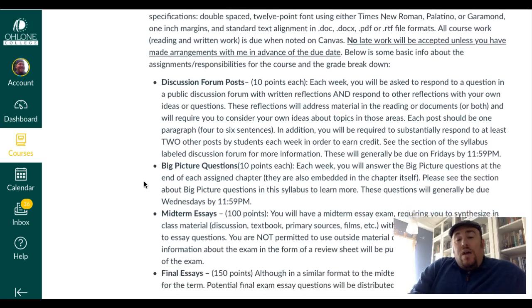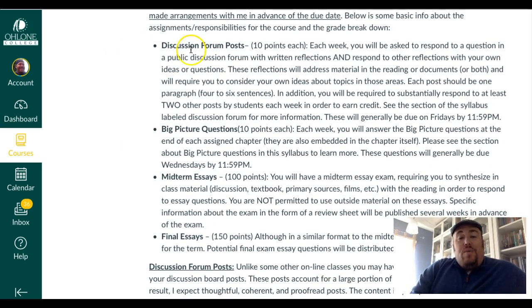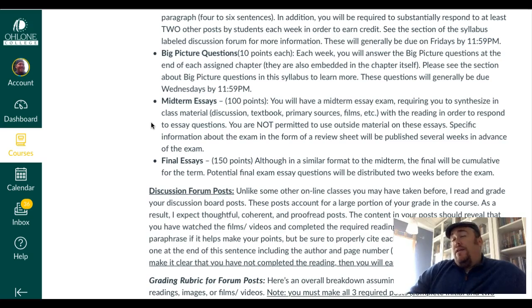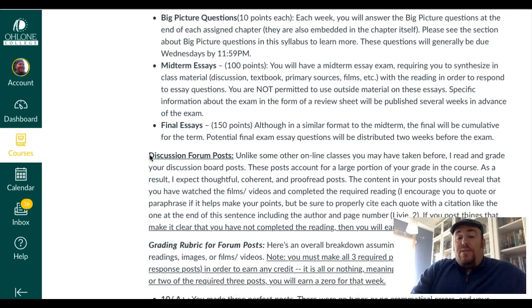So there are a few areas of assessment. We have discussion forum posts, which are explained here. The big picture questions, which I just talked about. The midterm, and we have some essays for the midterm that come up pretty quick. It's week 6, and then you'll have final essays. And that's it. So it's really important to note there are lots of points for the class. It's okay to stumble a little bit in different places. You'll still have the possibility of doing very well because there are lots of points.